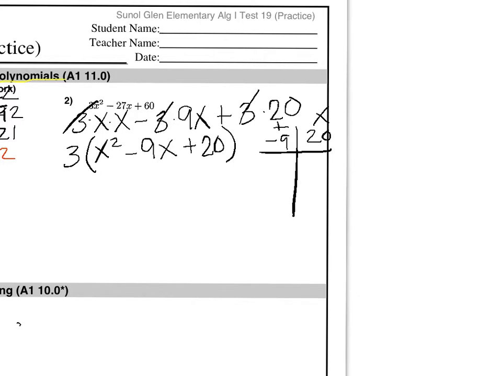Okay, so I'm going to leave my 3 out in the front. I'm going to make my 2 binomials. My first term is that x squared, so I know my x's go here. I'm going to think about the signs now.